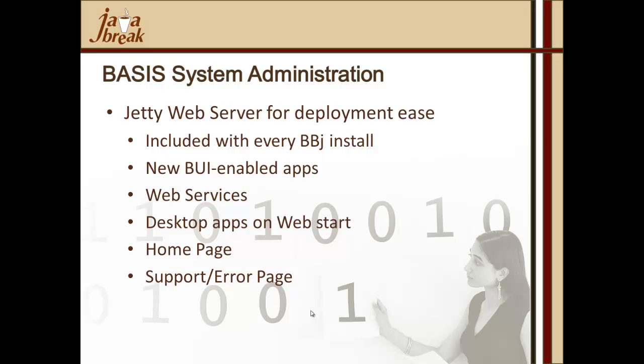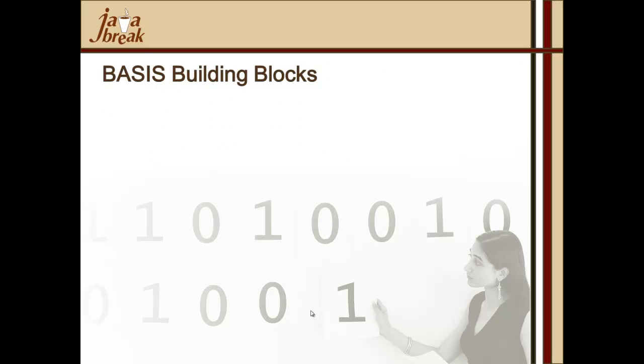So should there be an error from the web server, you can redirect it to an error page that you can populate yourself. So BBJ ships with some defaults set up in the home pages and the error pages, but you can override those defaults. Let's talk more about some of those BASIS building blocks.